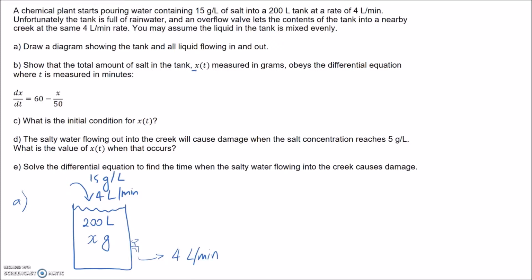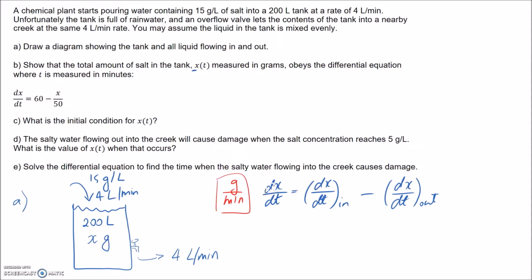Alright, so our next step is to show that the amount of salt in the tank, which again has been called X here, obeys the differential equation that's given below, where T is measured in minutes. So the overall rate of salt amount changing with respect to time in the tank can be found by using this kind of general equation, where we look at the rate of change of salt into the tank, and then we take away the rate of change of salt out of the tank. So we just need to be aware of the units that all of these are in. X is an amount, which we're measuring in grams, and T is a time, which we're going to measure in minutes. So all of these are going to be the grams per minute rate of change.